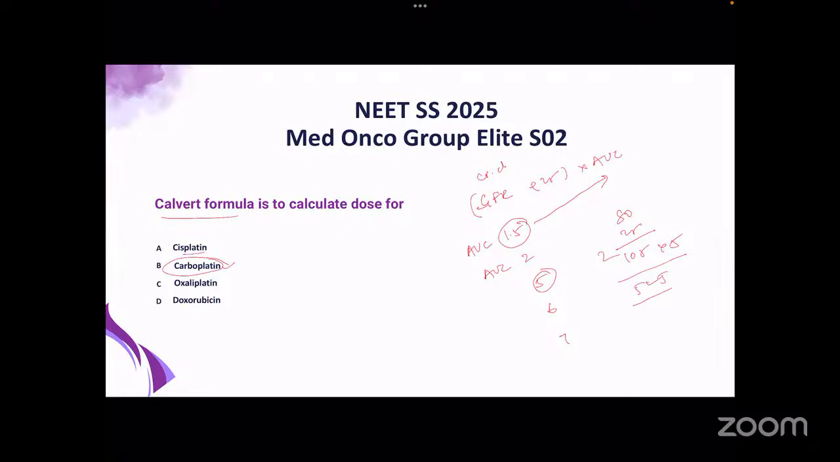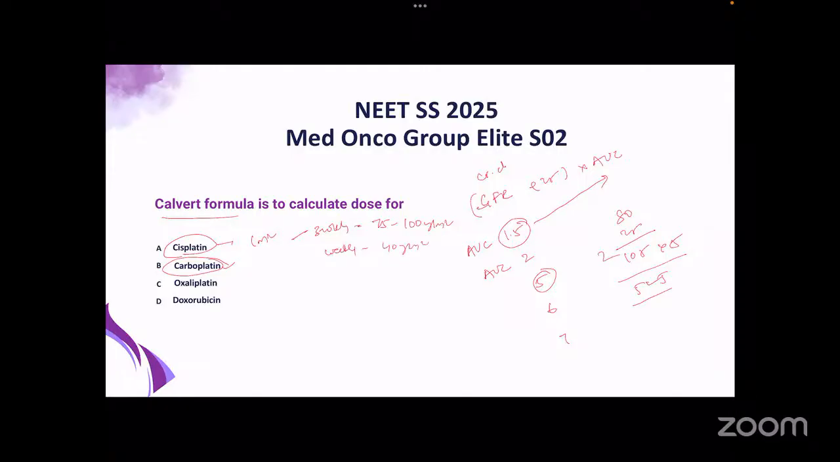So how will you dose cisplatin? No formula. It is per meter square. The common dose of cisplatin is 3 weekly. We give 75 to 100 milligram per meter square. Weekly dose of cisplatin is 40 milligram per meter square.